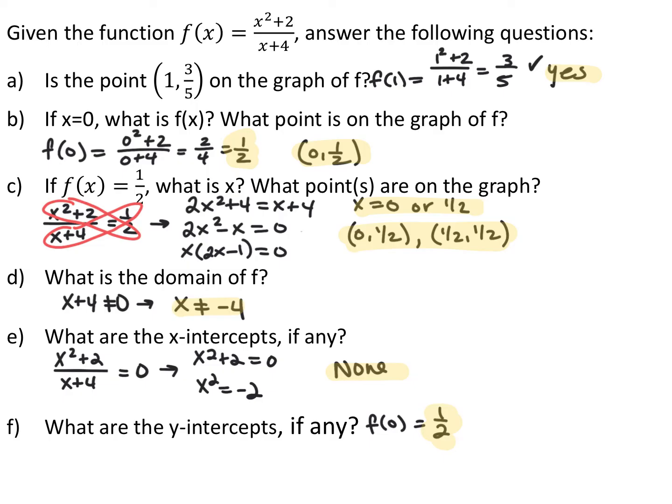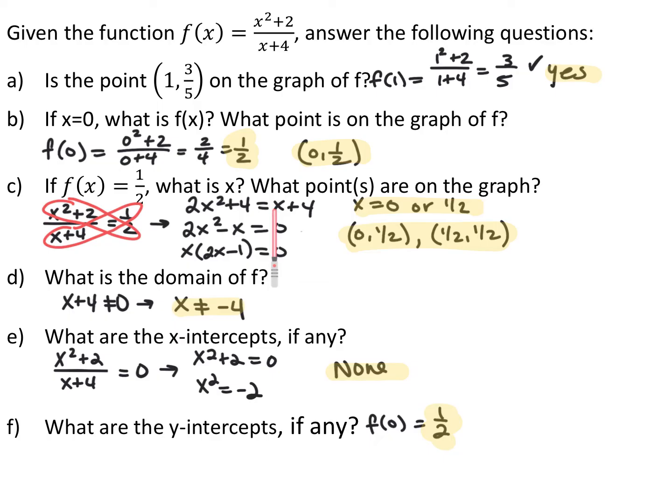The next part says, if f of x equals 1/2, what is x? So this is going the other way. They're giving us y, and we want to solve for x. A lot of us may have just said, oh, it's 0 because we got this in part B, but going the other direction, we can have more than one answer. So I set the function equal to 1/2, and I cross-multiplied. I got 2x squared plus 4 equals x plus 4. This is a quadratic, so I moved everything over, set one side equal to 0, and factored out an x. So I got x times (2x minus 1) equals 0. So therefore, x equals 0 or 1/2. So there's actually two answers to this one.